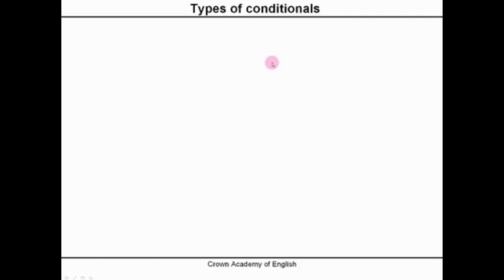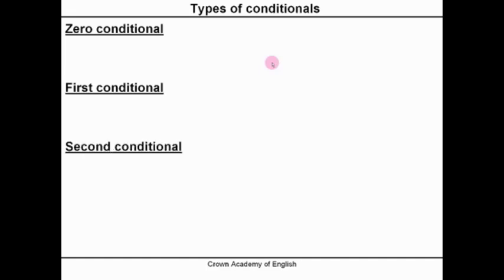And there are several types of conditionals. And in fact, there are four very common types. We have the zero conditional, first conditional, second conditional, and the third conditional. So let's have a very quick look at each of these types.